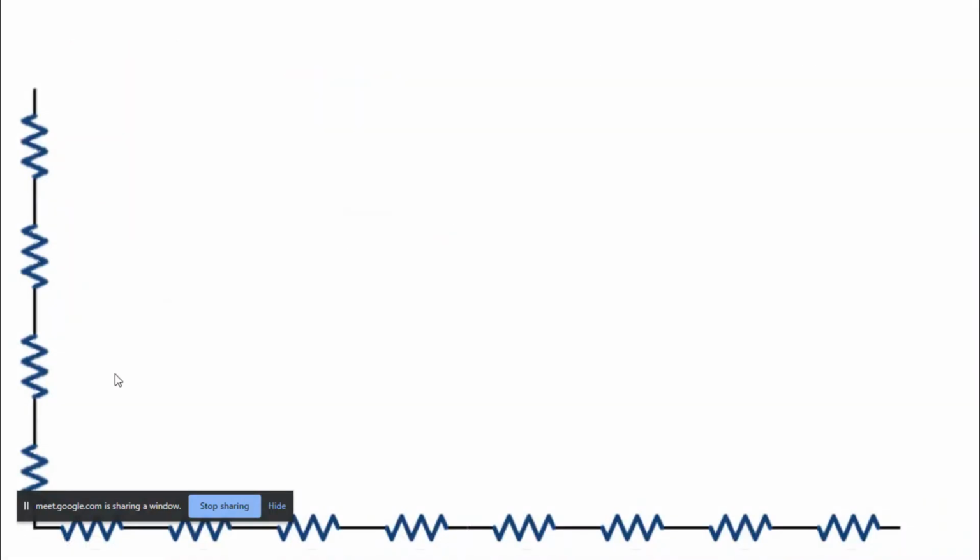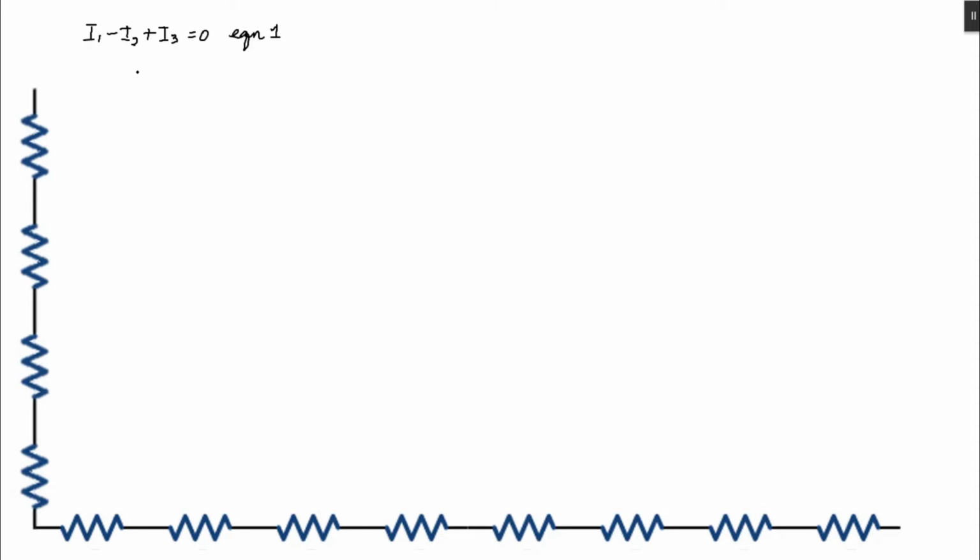Last meeting, we have these following equations. Equation number 1 po natin, that is I sub 1 minus I sub 2 plus I sub 3 equals 0. Next, ang equation number 2 natin, 3I sub 1 plus 3I sub 2 equals 6. And 3I sub 2 plus 3I sub 3 equals 6.